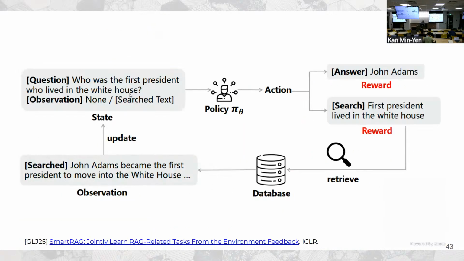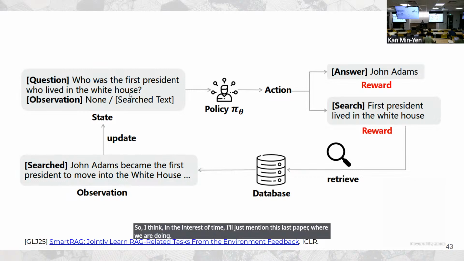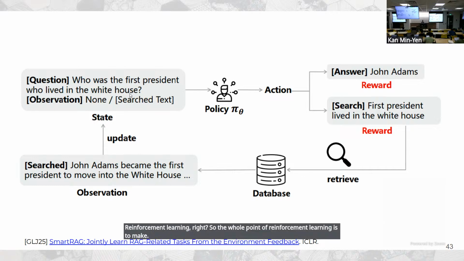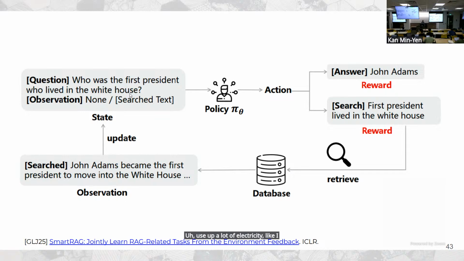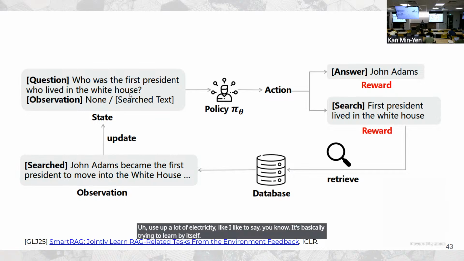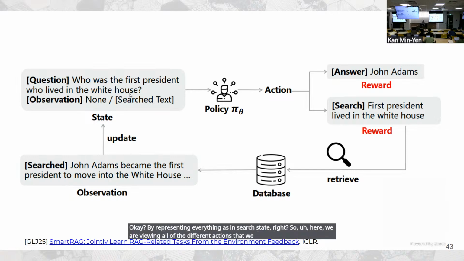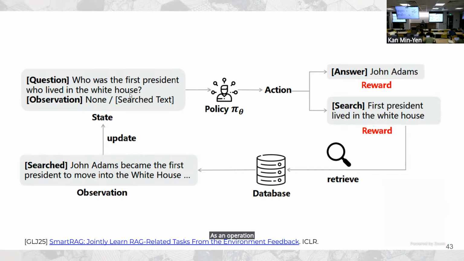Okay, so in the interest of time, I'll just mention this last paper where we are doing something that I think a lot of people are interested in, which is now doing reinforcement learning, right? So the whole point of reinforcement learning is to make use up a lot of electricity, like I like to say, it's basically trying to learn by itself, by representing everything as in a search state, right? So here we are viewing all of the different actions that we can do as an operation, and we need to learn a policy about what action to do. So we can either answer the question or instead go search.